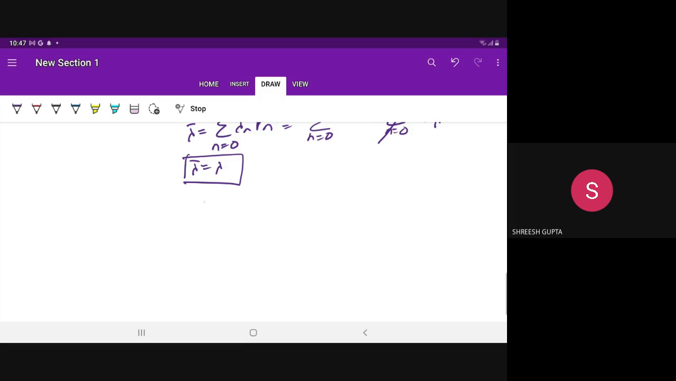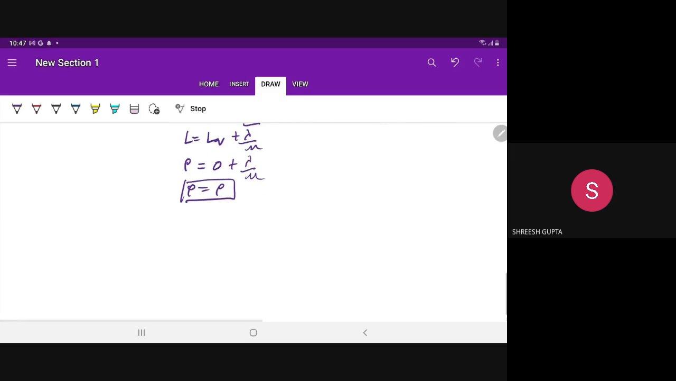There are no losses. After that, we know the little formula: L is equal to LQ plus lambda_eff upon mu. LQ is 0, so L is rho, which is lambda upon mu. So we have rho equal to rho. It means it verifies the little formula also, right?